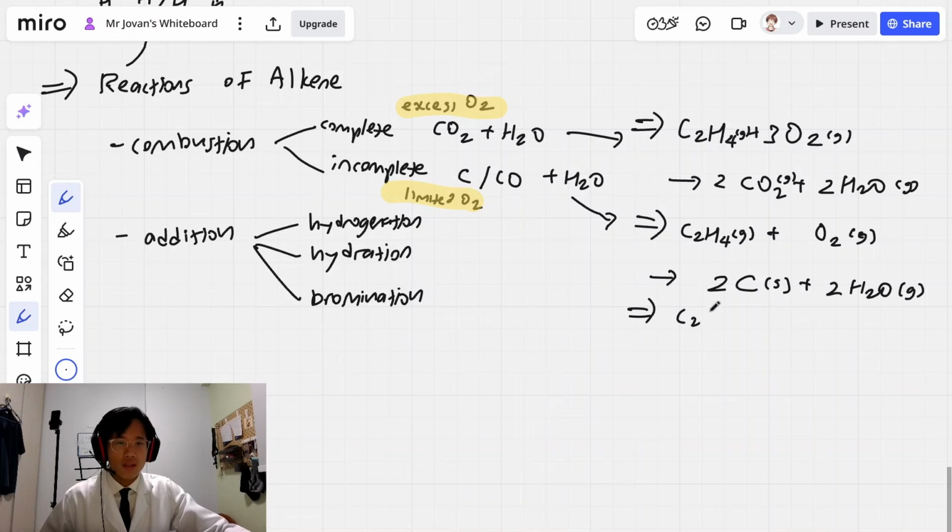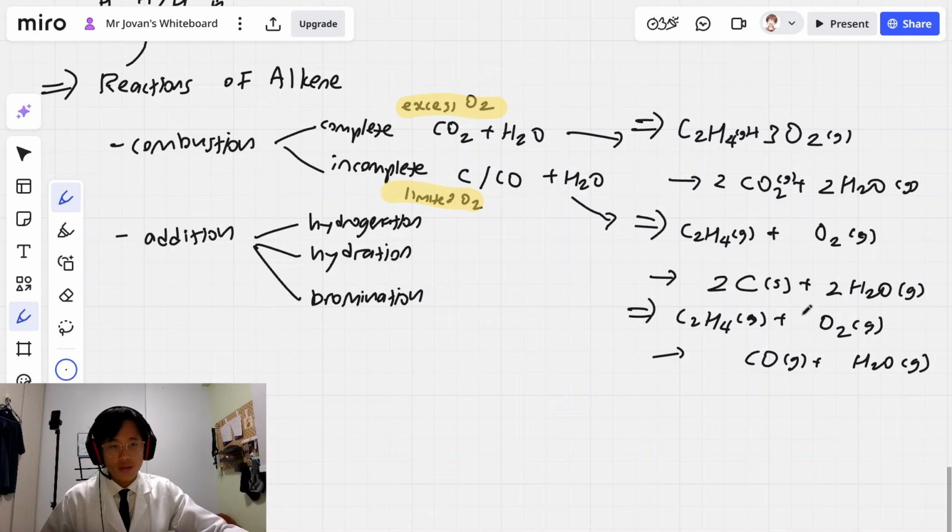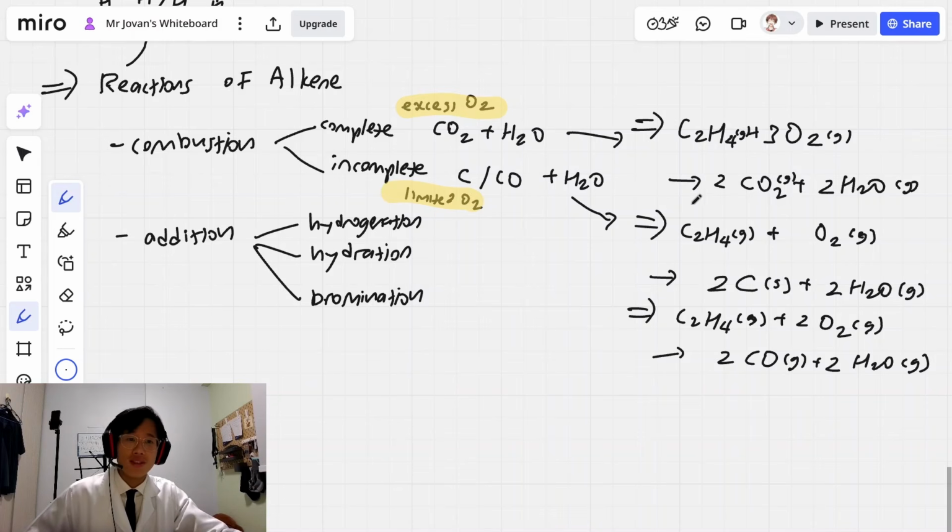And what if it's the other product, carbon monoxide? We get CO gas plus H2O gas. So balancing this equation, what do we get? Simple. So for incomplete combustion, these are the equations. Incomplete, we get these products, carbon or carbon monoxide. Complete, we get carbon dioxide and water. So if you know the products, all you have to do is spend some time to balance it.